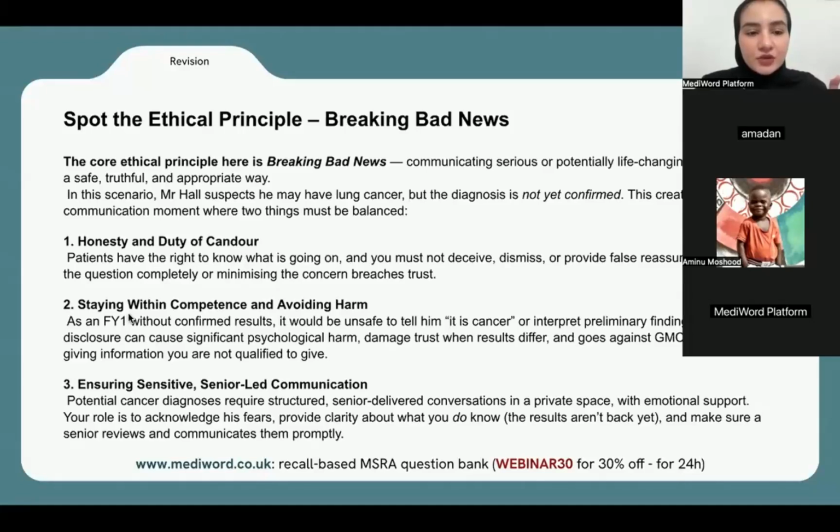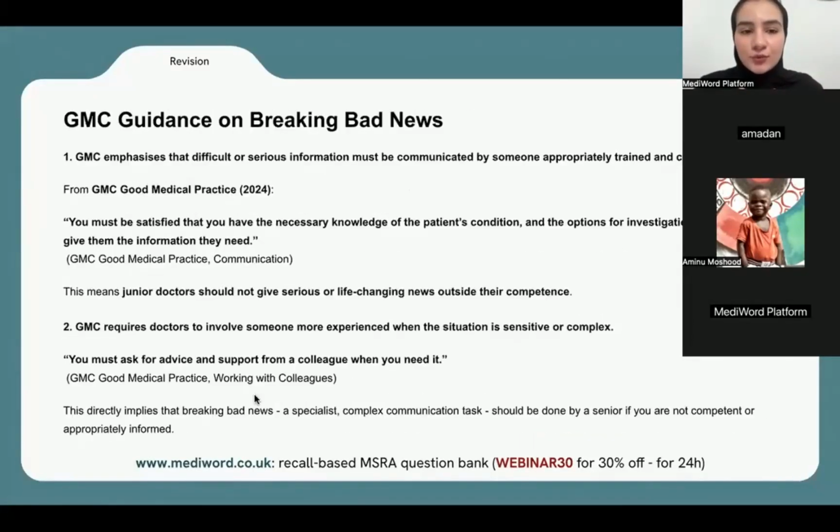So honesty and duty of candor, staying within competence and avoiding harm. So you should only divulge information to patients within your competence. And as an F1 or F2 member of the team, breaking such news about a heavy diagnosis would not be within our competence, and then ensuring sensitive senior-led communication.